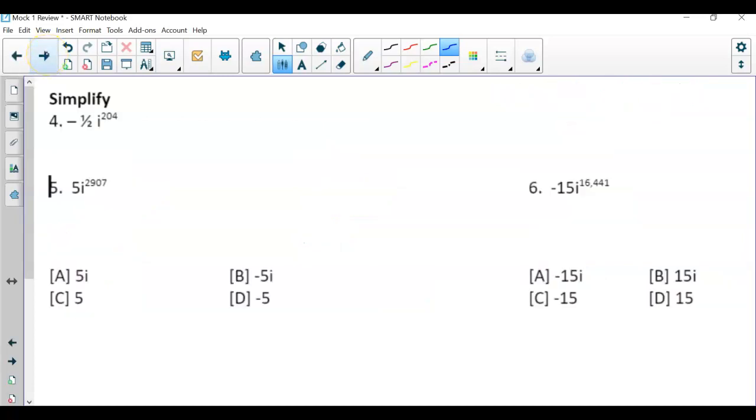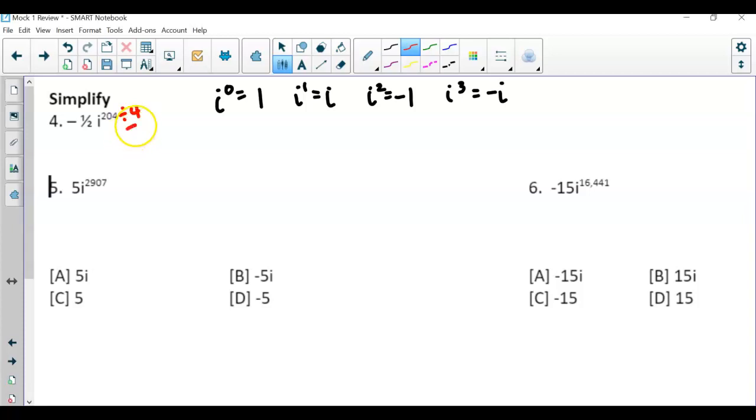So now we just have to remember the pattern with these questions. Here I've got I to the 0, which is 1. I to the 1 is I, I squared is negative 1, and I cubed is negative I. So as we go through, remember our pattern. We're going to use the quarter method. I'm going to divide 204 by 4, and when you divide 204 by 4, you actually get a whole number.